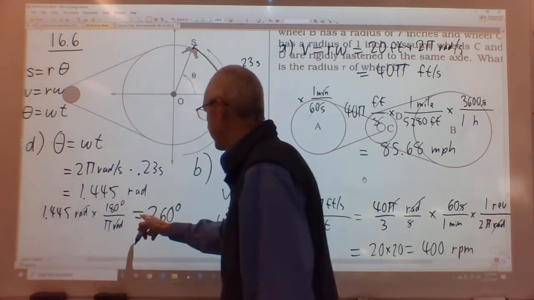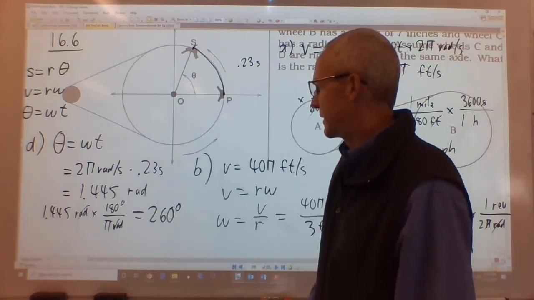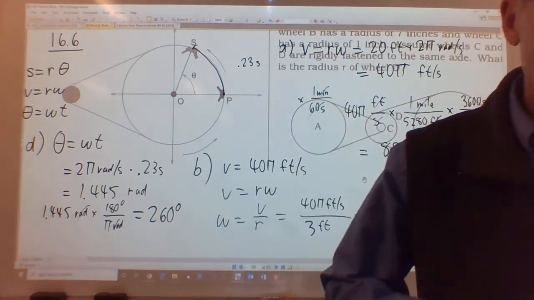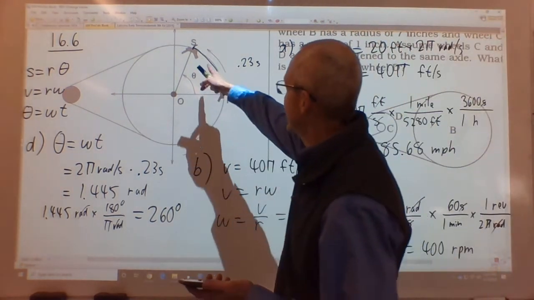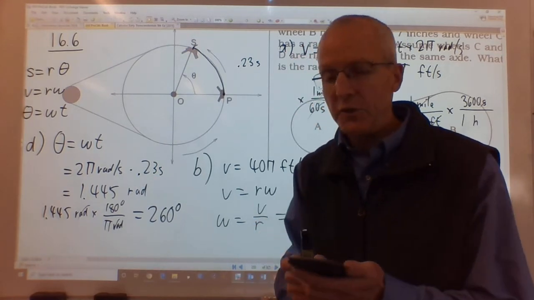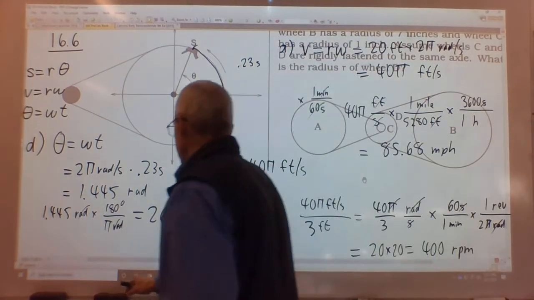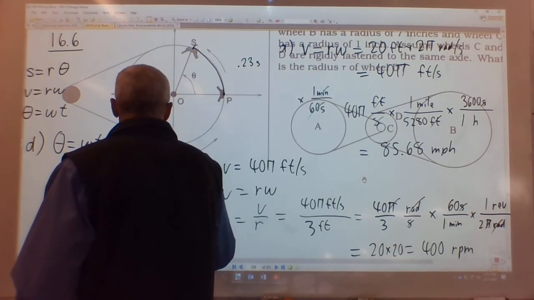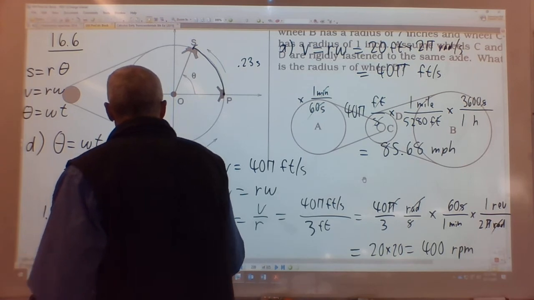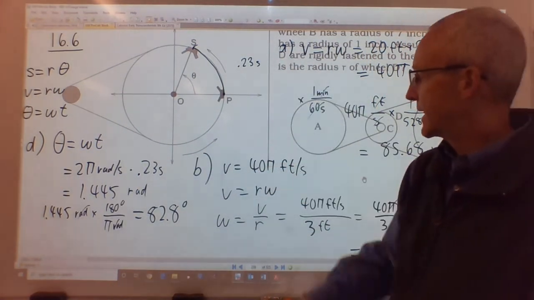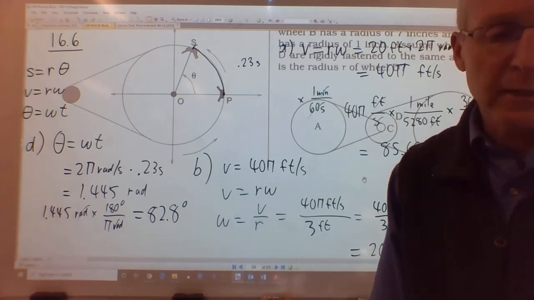So 1.445 radians, which is, wait a minute. I forgot to divide by pi. That can't be right, right? We know it's less than 90. So divided by pi, 82.8 degrees. That makes a lot more sense. Good, glad I caught that. So always make sure your answer makes sense. I forgot to divide by pi, and clearly it's not right, because we know it's a little bit less than 90 degrees. Okay, that looks about right.